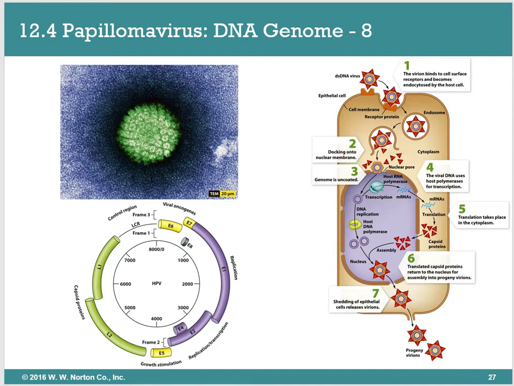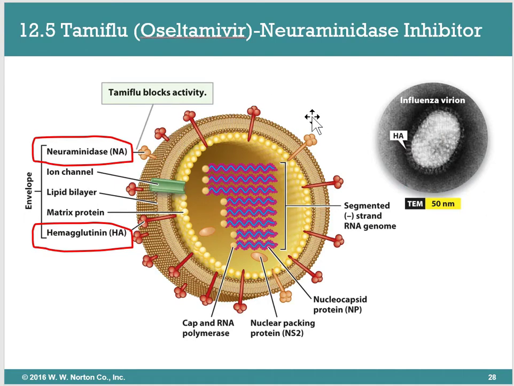Okay, so with that, we're going to go into the flu. So this is a flu virus. It's very, very simple. It is RNA based, and it only has 8 chromosomes. So it's very, very simple.